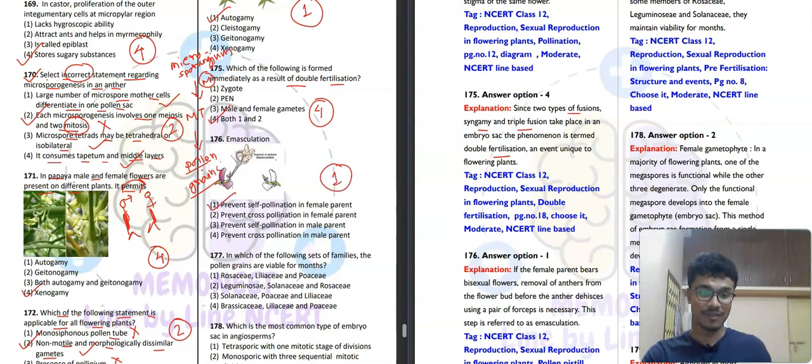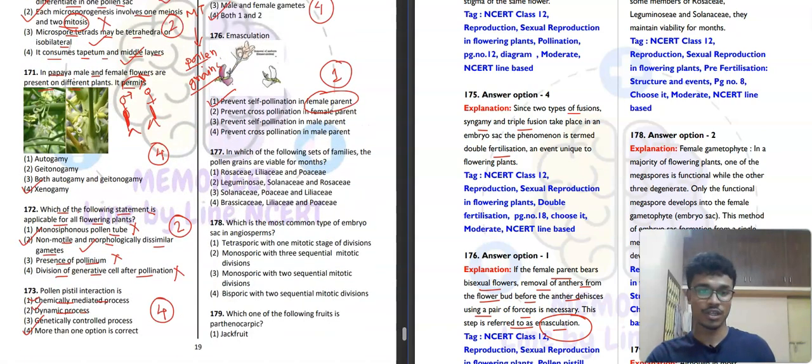If the female parent bears bisexual flowers, removal of anthers from the flower bud before the anther dehisces, using a pair of forceps if necessary, is referred to as emasculation. It is applicable for the female parent, because if the female parent bears bisexual flowers, then removal of anthers is necessary. That's why the first option will be our correct answer for this question.